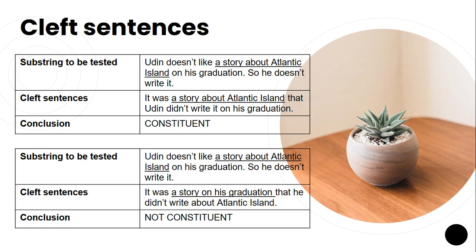A cleft sentence typically puts a particular constituent into focus. As we know, if a sentence is a constituent, then you can move it. One kind of this movement is cleft sentences. The structure of cleft sentences is it plus to be plus subject or object plus relative clause. You can follow the it part of the cleft sentence with a place, a prepositional phrase, an adverb, or a gerund.